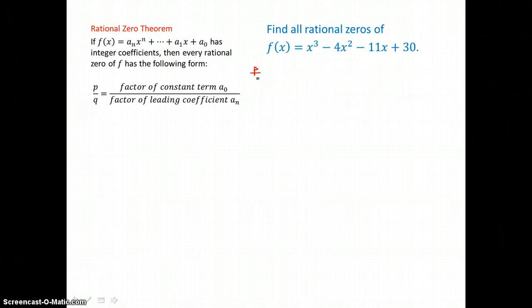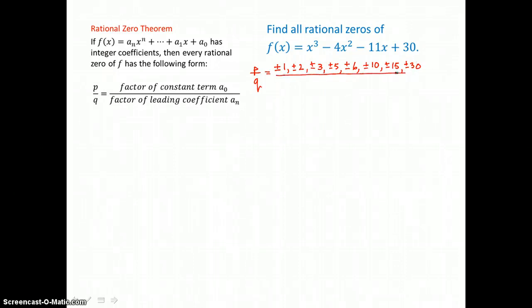We need to look at possible zeros, or p over q. Now p in the top of this fraction are all factors of our constant term 30. So listing those factors, we have plus or minus 1. 2 goes into 30, so plus or minus 2. 3 goes into 30, plus or minus 3. 4 doesn't, but 5 does, plus or minus 5. And 5 goes into 30 6 times, so plus or minus 6. 3 goes into 30 10 times, plus or minus 10. 2 goes into 30 15 times, so plus or minus 15, and 1 goes into 30 30 times, plus or minus 30. So there's our complete list.